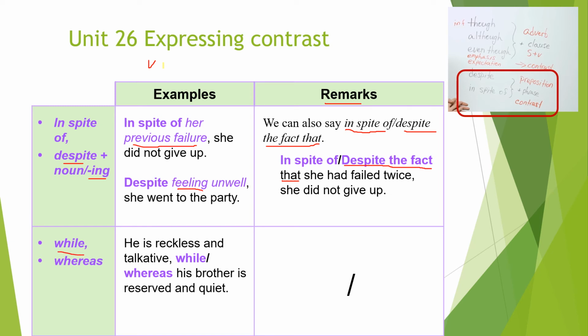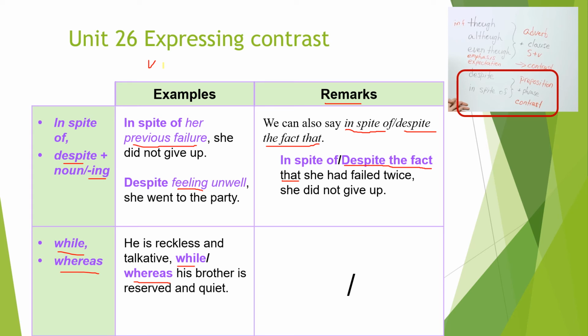There are more contrasting connectives, while, whereas. For example, she's reckless and talkative, while or whereas his brother is, that means but, similar in meaning to but, his brother is reserved and quiet. So it's just opposite, reckless and talkative versus reserved and quiet. Someone talks a lot and someone is quiet, it's just opposite meaning. So you can make use of in spite of, despite, while, and whereas, but make sure you follow some specific patterns.